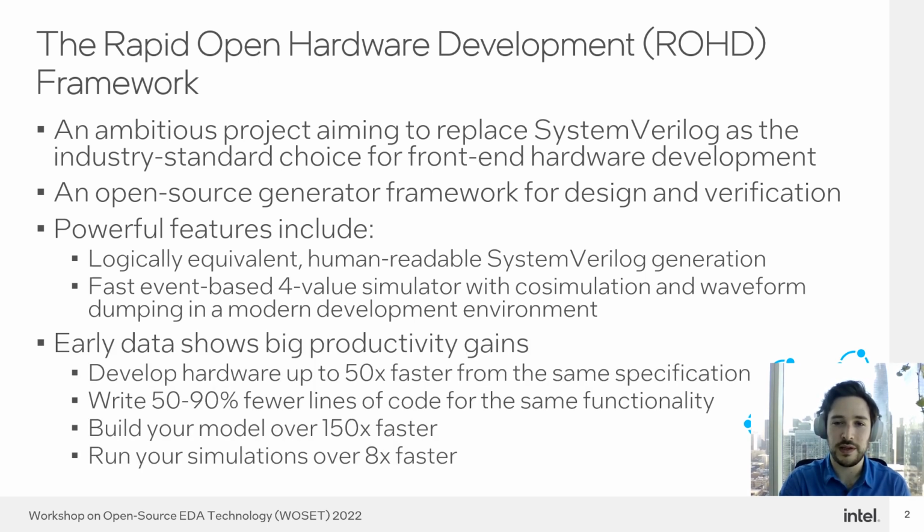Early measurements enable huge productivity gains, such as developing hardware on up to a 50 times faster schedule, writing the same functionality in 50 to 90% fewer lines of code, building your model over 150 times faster, and running your simulation over 8 times faster.